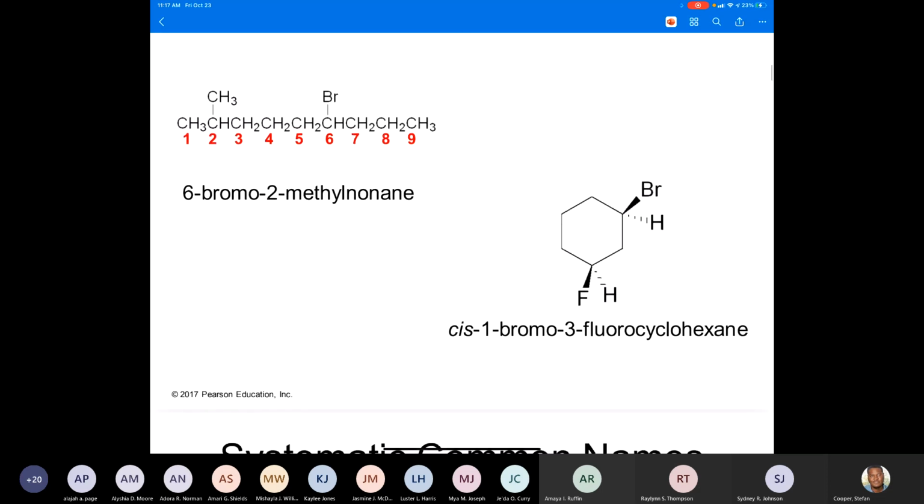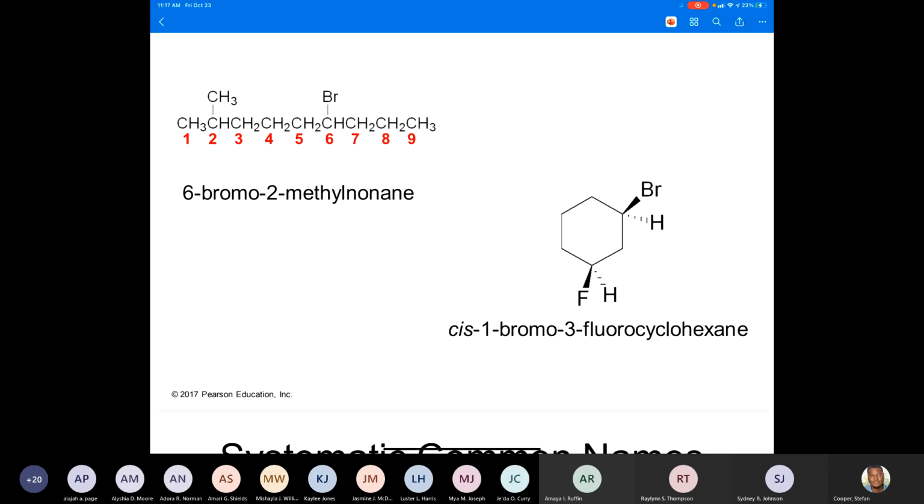I'll look at this ring here, right? We talked about this somewhat. All right, I got a potential tie. I can say 1-fluoro, 3-bromo, or I can say 1-bromo, 3-fluoro. Which is the correct way? I have to give the lowest numbering to the carbon that has the highest priority. Which carbon would have the highest priority? The carbon with the bromo or the carbon with the fluoro?